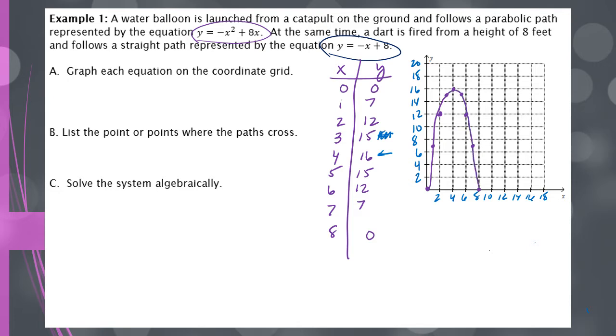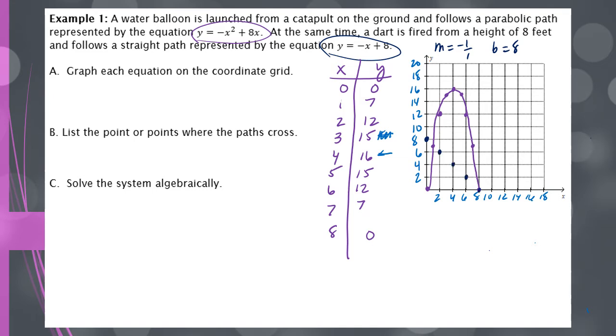All right, now let's do the path of the dart. So this one's not going to be as complicated. We don't need a table of values. For this one, I have a slope of -1 and a y-intercept of 8. So here's my y-intercept. And when I do my slope, I can still just do down 1 box and right 1 box, even though I'm technically going down 2 and right 2. It's all the same. So I'm going down 1 and right 1.